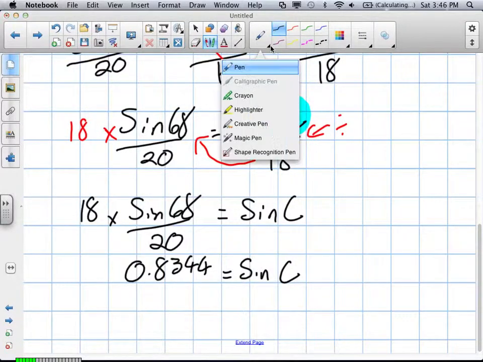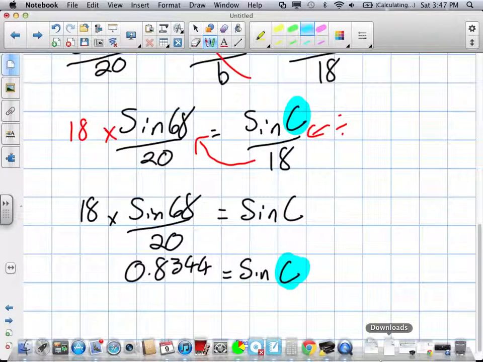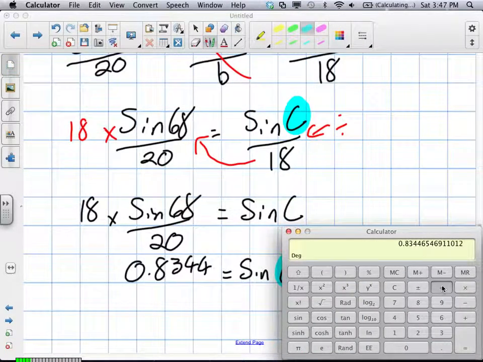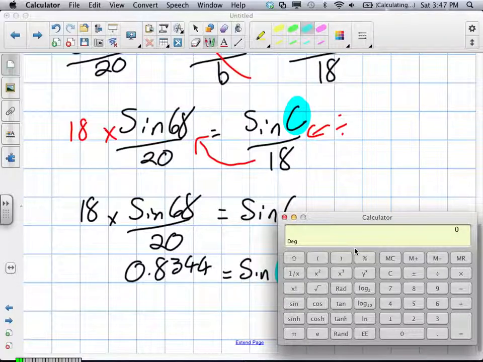The goal is to get C by itself. How do I move the sine, figuratively? Divide by sine? Can I divide by sine? Have you ever tried that on a calculator? Let's show you what happens. It's not going to work on this calculator. If you push 8 divided by sine, equals error. You can't divide by sine.